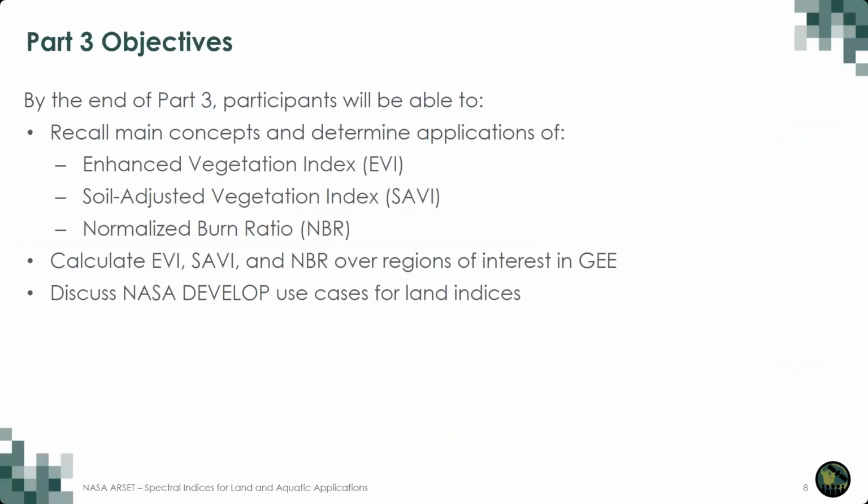The objectives for this session today are to recall the main concepts and determine the applications of the Enhanced Vegetation Index, the Soil Adjusted Vegetation Index, and the Normalized Burn Ratio. We will also calculate EVI, SAVI, and NBR over regions of interest in Google Earth Engine, and we will also discuss NASA-developed use cases for land indices.